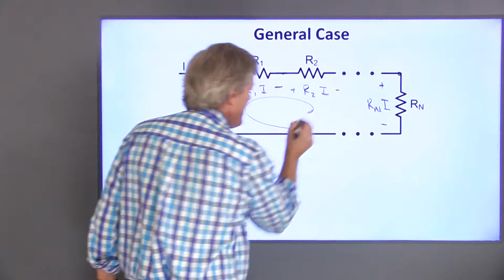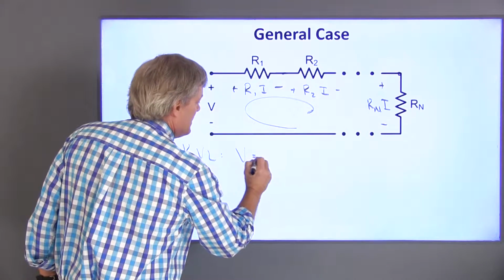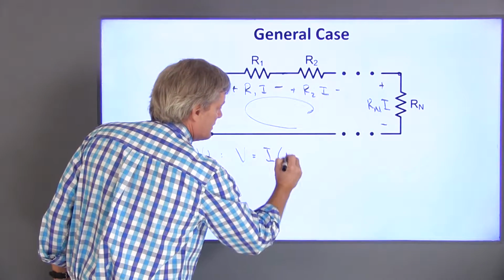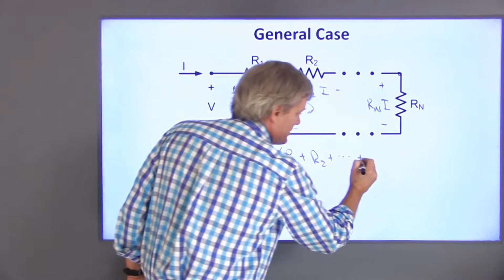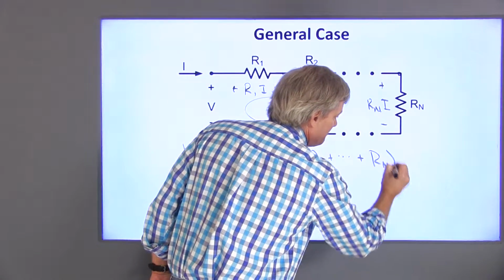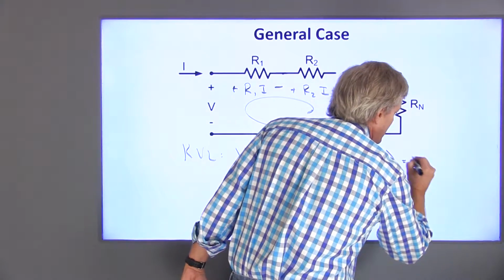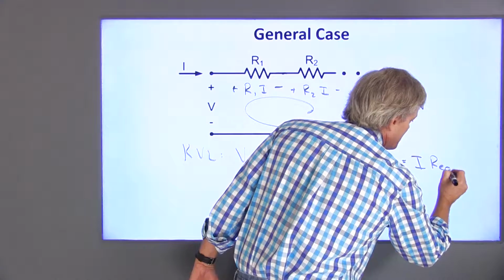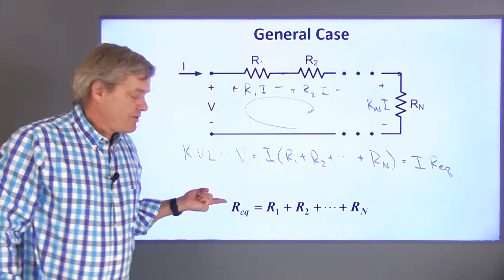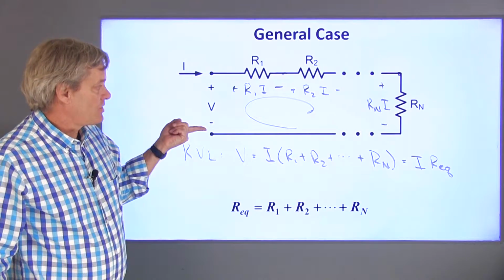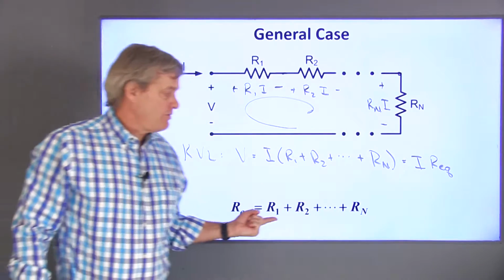If I do KVL around this loop, I see that V is equal to I times (R1 plus R2 plus a bunch of other resistances up to Rn). This sum of resistances can be defined as a single equivalent resistance Req. So the voltage-current relationship across these terminals is the same as for a single resistor if Req is the sum of the individual resistances.